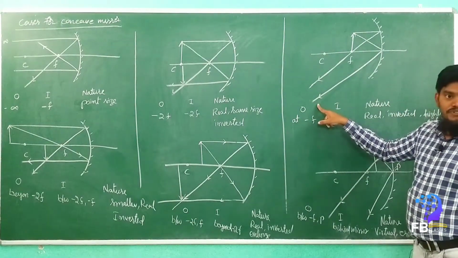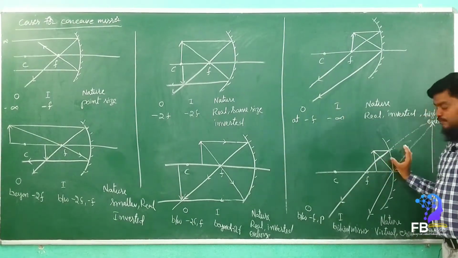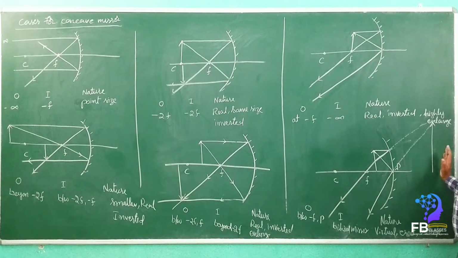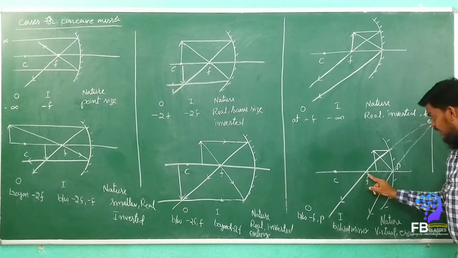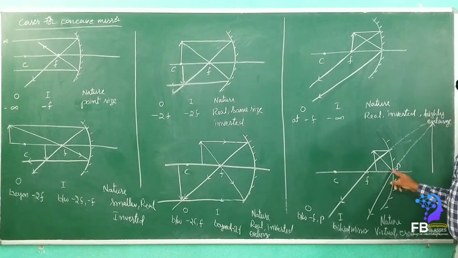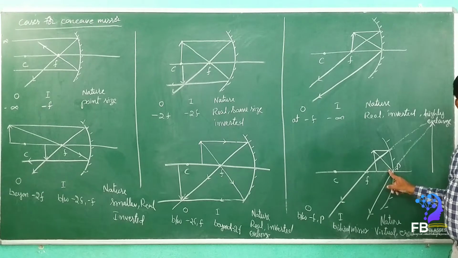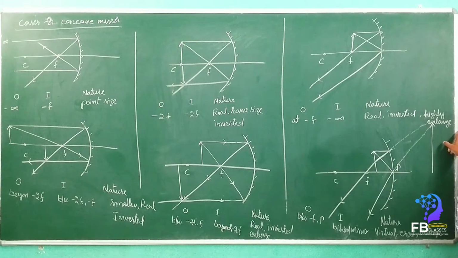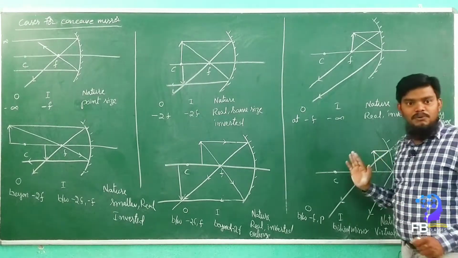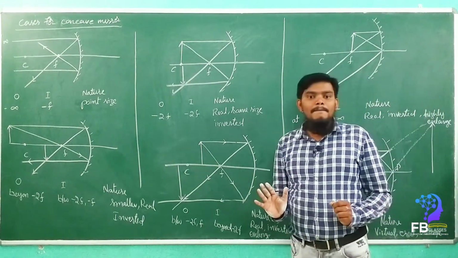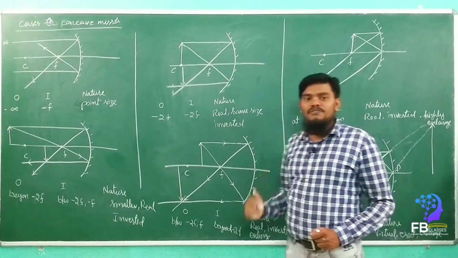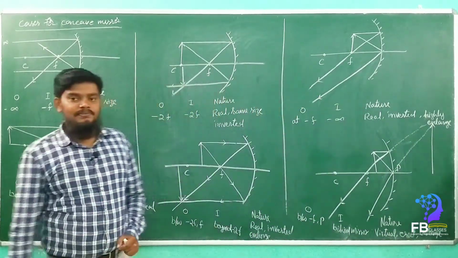C to where has it gone? It goes to infinity. When you come to here, when the object is placed between F and P, the image is formed behind the mirror. That means if the object is moved from F to P, then the image will move from plus infinity to P. Yes or no? Yes, sir. This is the main conceptual understanding from all these diagrams. Can you please make a note of it? Then we can go further.